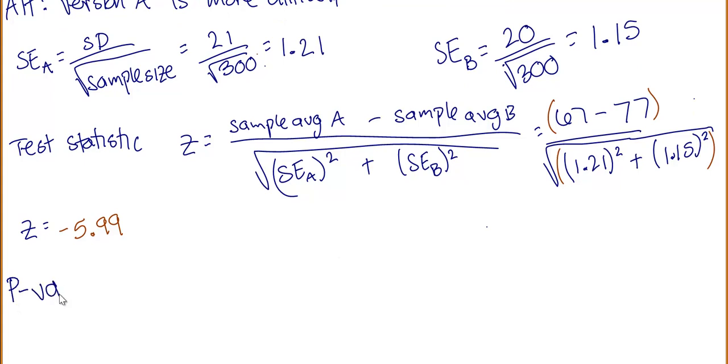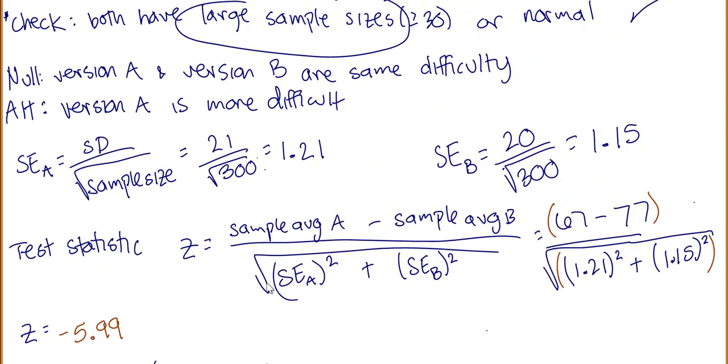Now I want to go and find the p-value. The hardest thing I think about these two sample tests is trying to figure out which direction to shade. So here's the thing. We had A minus B. That was the order we wrote them in. Now, according to the alternative statement, remember, you look at the alternative statement to decide which way to shade. We said version A should be more difficult. Now, more difficult means version A has blank scores.